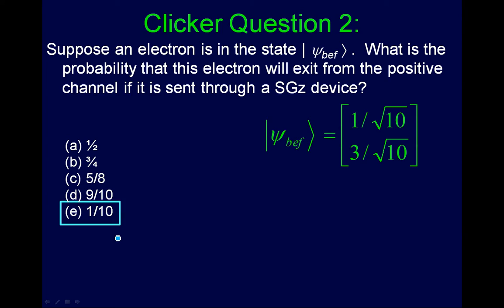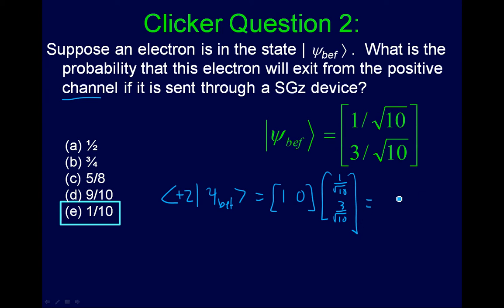So for this one here, I got 1/10, and again, what we want to calculate here is an inner product. And so we're trying to find which likelihood it'll come out from the positive channel of SGZ. So I want to take positive Z with my psi before. And so the positive z is just 1, 0, like so. And then this one is 1 over root 10, 3 over root 10. And so when I take this inner product, I get a scalar, which is 1 over root 10.